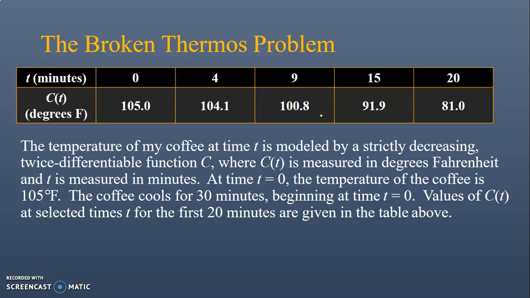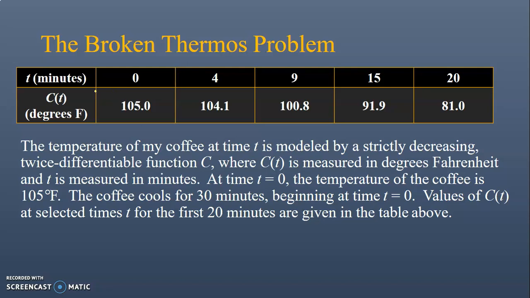So the broken thermos problem, we've got a table of values that models time and the temperature of, I'll just read it. The temperature of my coffee at time t is modeled by a strictly decreasing twice differentiable function c, where c of t is measured in degrees Fahrenheit and t is measured in minutes. At time t equals 0, the temperature of the coffee is 105 degrees Fahrenheit. The coffee cools for 30 minutes. Beginning at time t equals 0, the values of c of t at selected times t for the first 20 minutes are given in the table above.